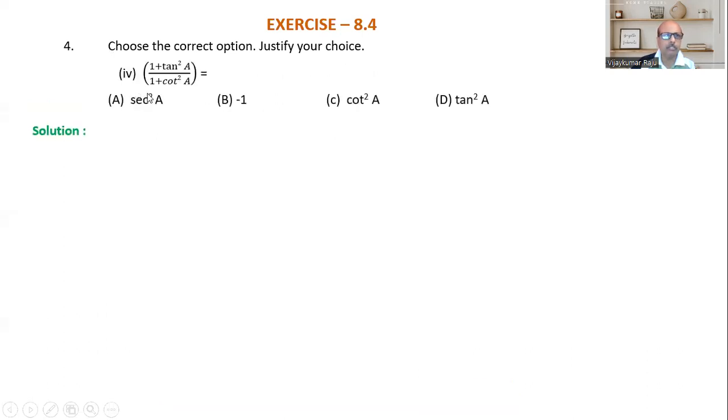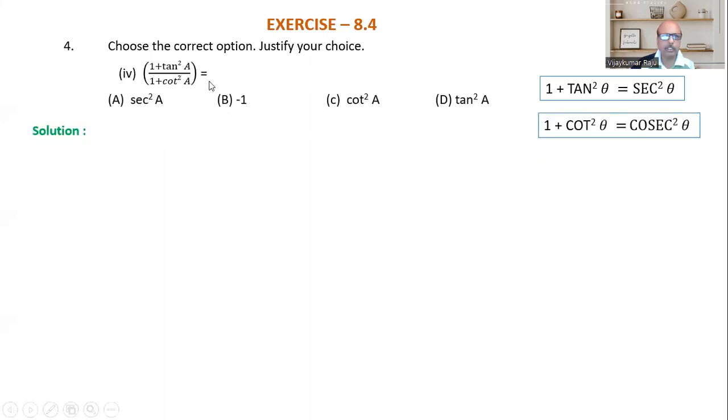Now the fourth bit. 1 plus tan square A upon 1 plus cot square A. Now to see which one is the correct answer. 1 plus tan square A is sec square A and 1 plus cot square A is cosec square A. So let us replace these with that. So it will be sec square A upon cosec square A. That is 1 upon cos square, with 1 upon sine square in the denominator. So take the reciprocal, it becomes sine square upon cos square. Sine square upon cos square is tan square. So your answer is option D.